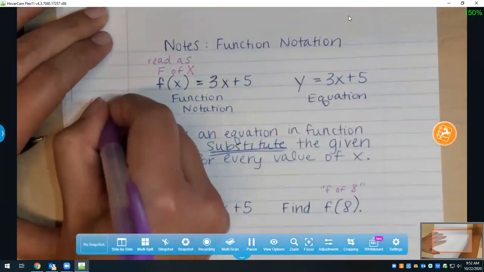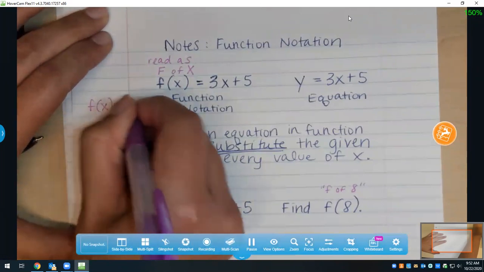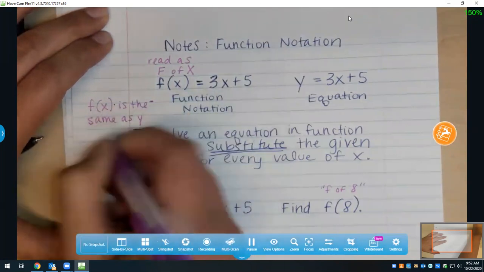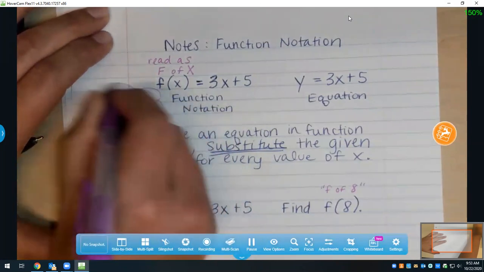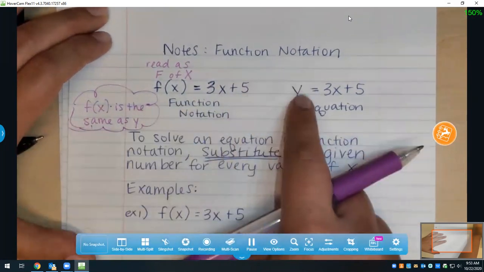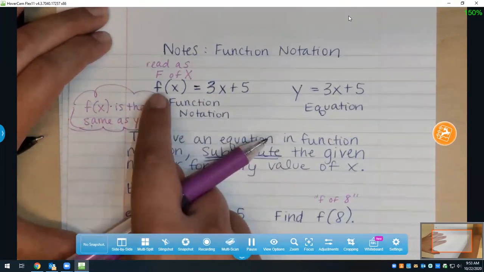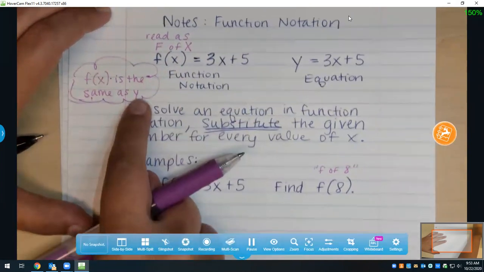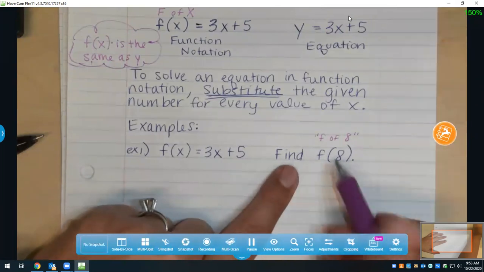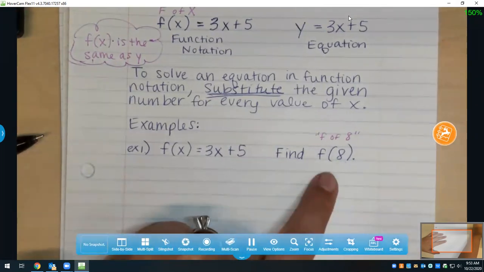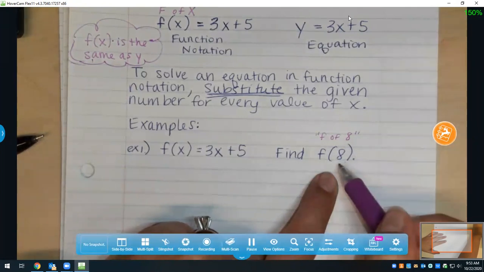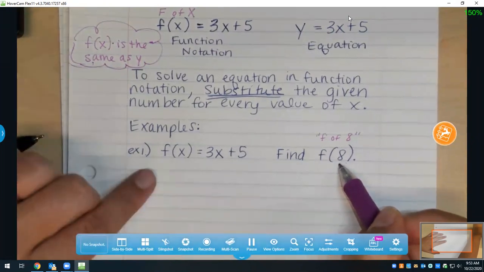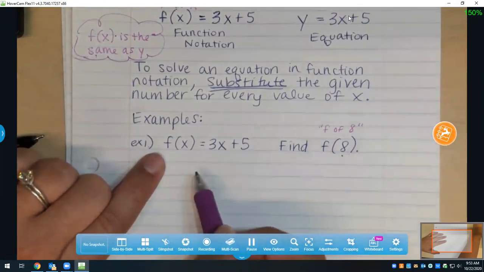F of x is the same as y, okay? It's another way of writing y. So instead of writing y equals, it's just naming the function and giving it that function notation. So f of x is equivalent to y. So what this is really saying, find f of 8, this is really asking us to figure out what is the y value when x is 8. And I'm going to show y'all that in a table in a second, so that way DESMOS can do some of this work for us.